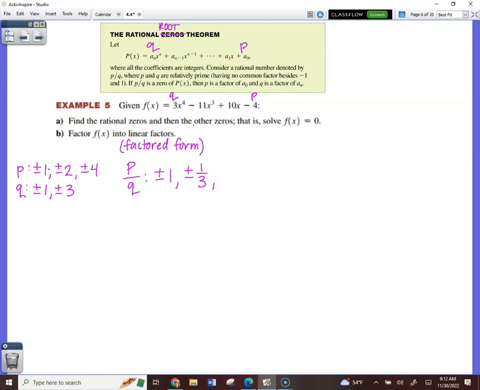Then I move my non-writing hand to the next P, and I repeat. 2 over 1 is what? 2. 2 over 3, I'm just writing it. Done with that one. Then I go to the next one. Repeat. 4 over 1 is 4. 4 over 3, just write it.